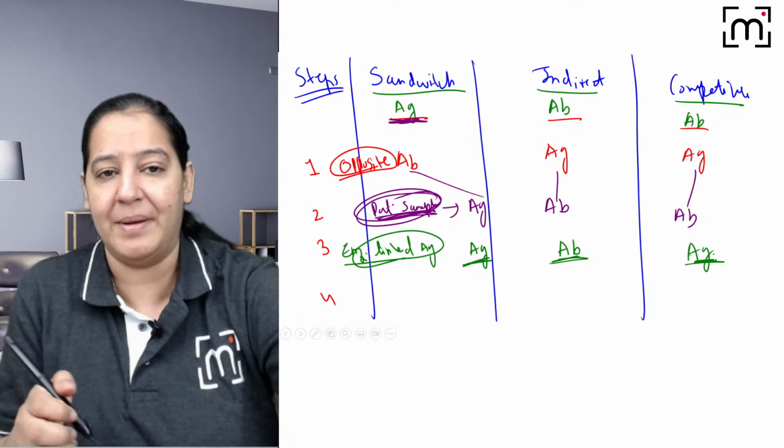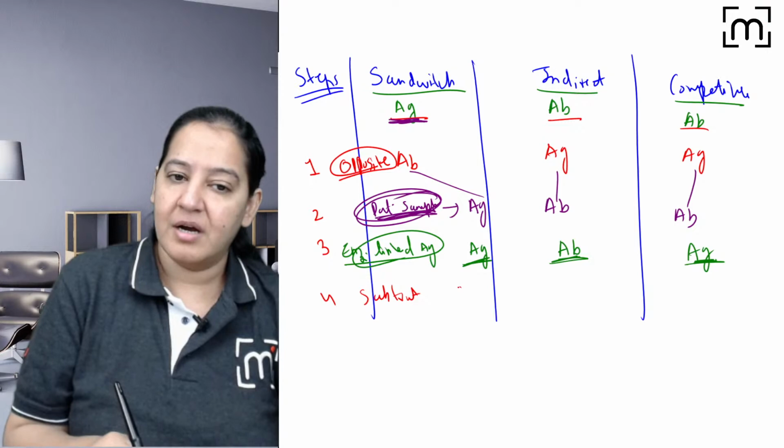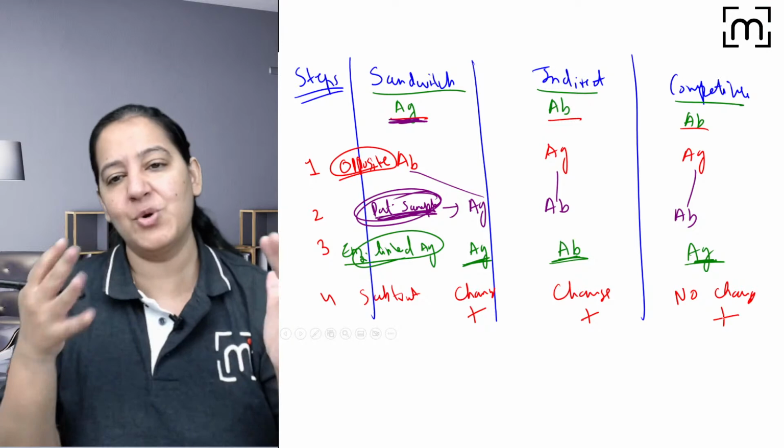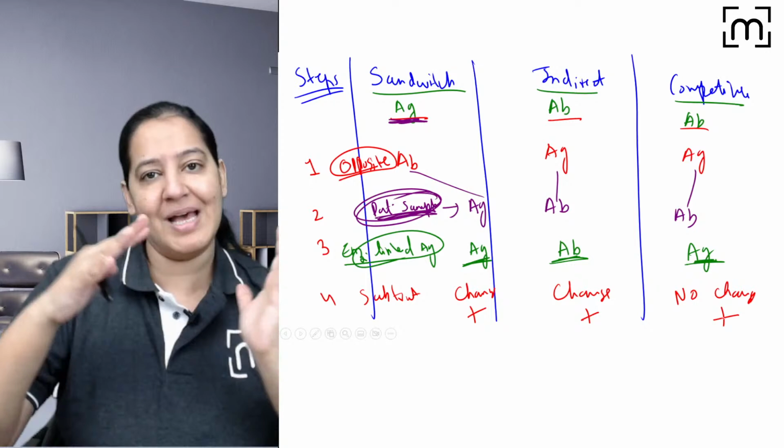And last step, add the substrate. So here color change is positive. Here also color change is positive, but here no color change is positive. I guess you know the principle behind that. So that is the summary, the four steps. And you have to take the positive sample as well as negative sample. Yeah, substrate add karne pe color change hai ki nahi hai. That is the thing. Everyone got it?